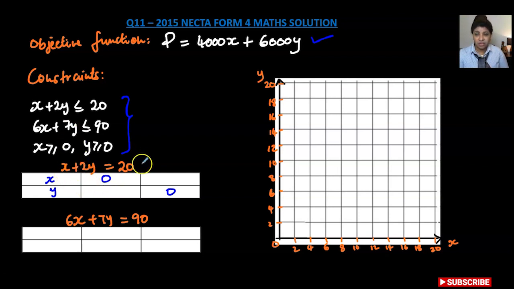So for this function, when x is 0, 2y is 20, that means y is 10. When y is 0, x is equal to 20. You've done that table. I'm going to do the next table as well, so that is out of the way. So this is for 6x plus 7y. We put an equal sign in order to get the points. So x, y, when x is 0, when y is 0, you find the missing number. So when x is 0, then you have 7y equals 90, and this will give you y equals 12.9. When y is 0, you get 6x equals 90, so x is equal to 15.